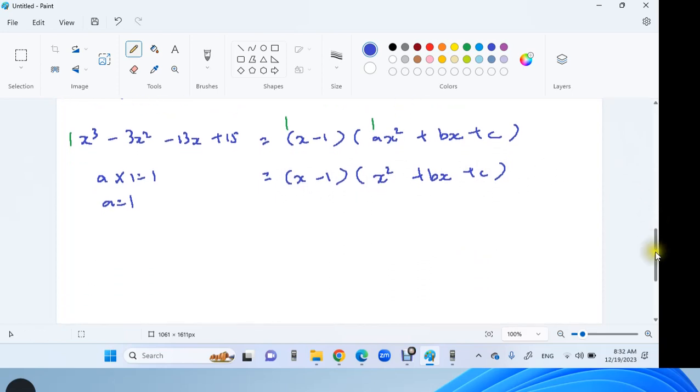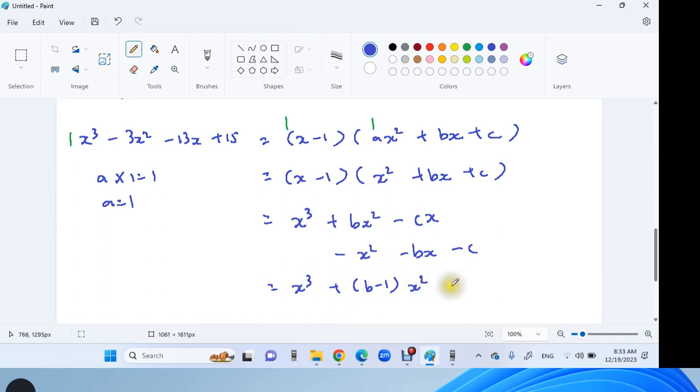Some of the books will do the multiplication. They will multiply this one inside and then they compare the coefficient. So I don't do it this way. We have an easier way. No, I just show you that way. So I expand it. It will become x cubed plus bx squared plus cx minus x squared minus bx minus c. Then we have x cubed plus (b minus 1) x squared minus (b minus c) x minus c.